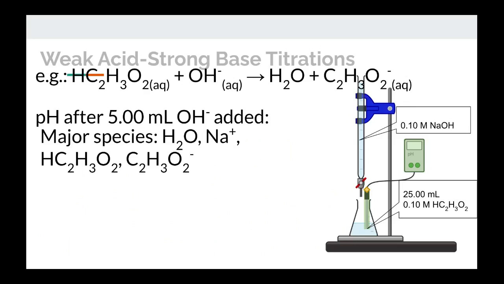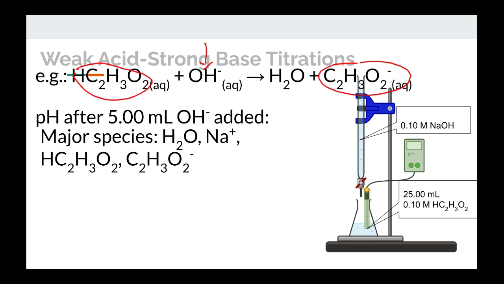Now let's take a look at what is the pH after 5 milliliters of OH- has been added. Now what's present here? We added some OH-, but not enough to use up all the acetic acid. So there's still going to be some acetic acid present, but we have also created some acetate ion. Acetate ion is the conjugate base of this acid. So we have an acid and its conjugate base in the same solution.